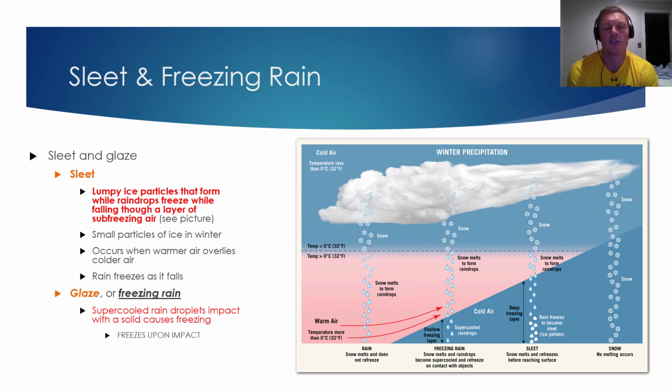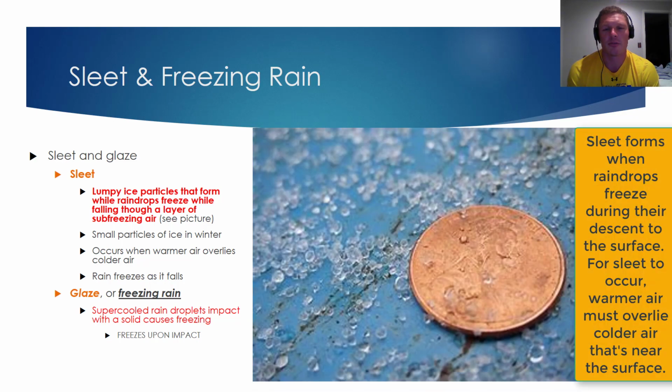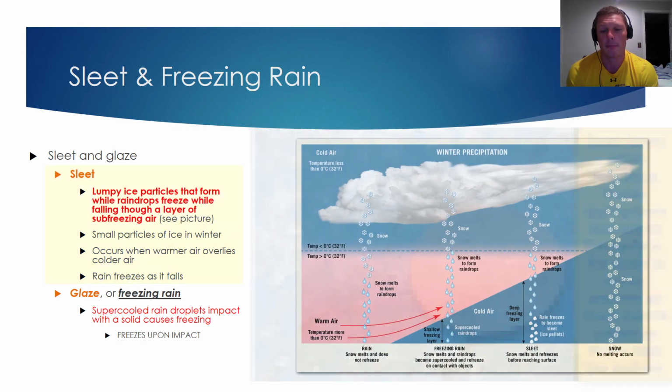Now let's turn our attention to two types of precipitation that can occur during the winter months in the mid-latitude regions where we live. The first type of precipitation I'd like to overview is sleet. Sleet is lumpy ice particles that form while raindrops freeze while falling through a layer of sub-freezing air.